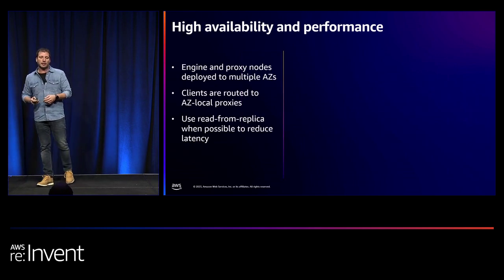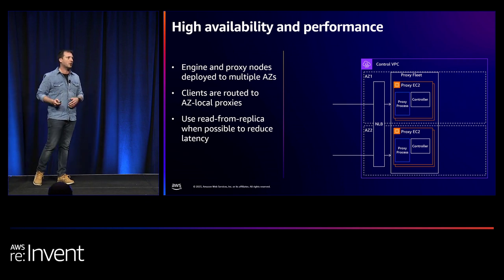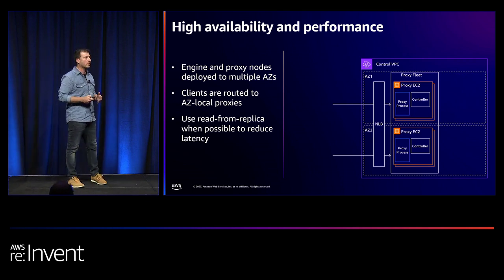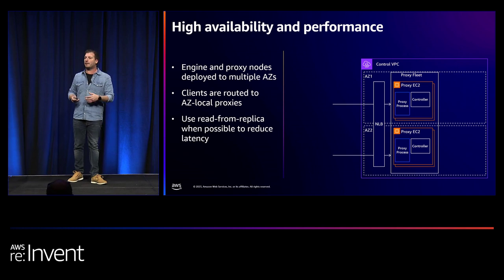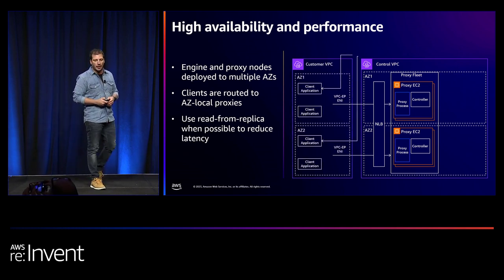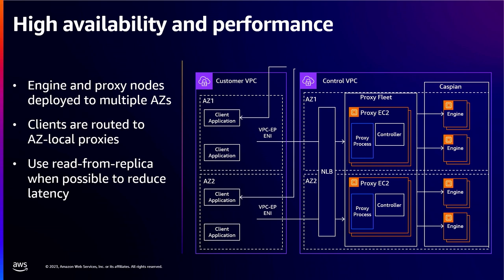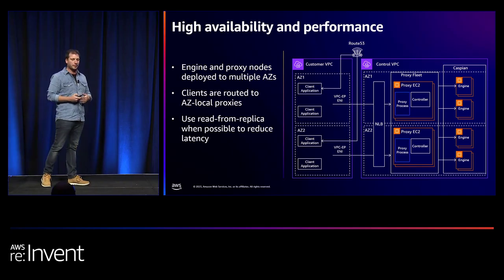Now, ElastiCache Serverless provides high availability by distributing both cache nodes and proxy nodes across multiple different AZs, so that even a full AZ failure will not impact availability. And to provide low latency, clients are routed to the proxy in their own AZ, so they can achieve sub-millisecond latency. And we do that thanks to the Route 53 local AZ capability.